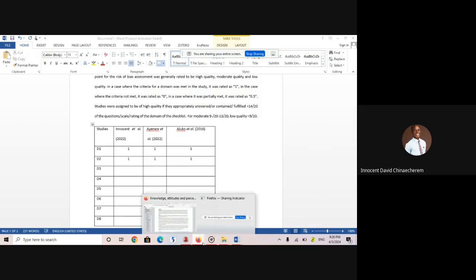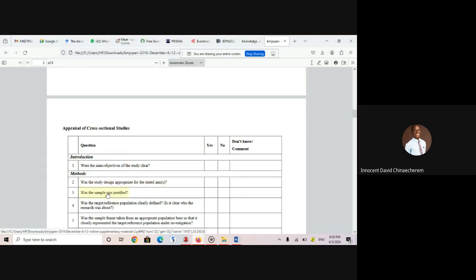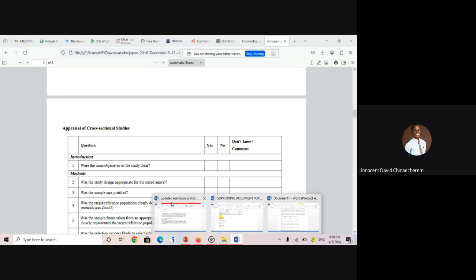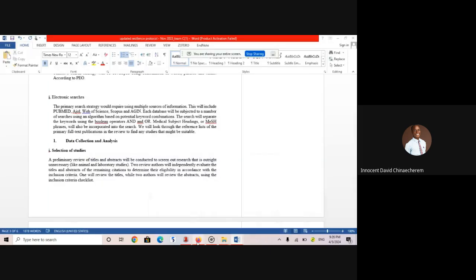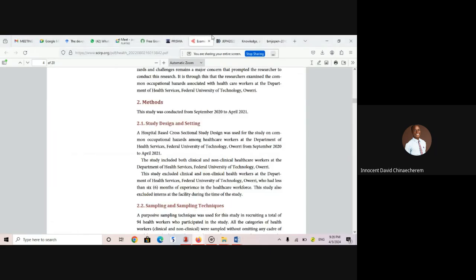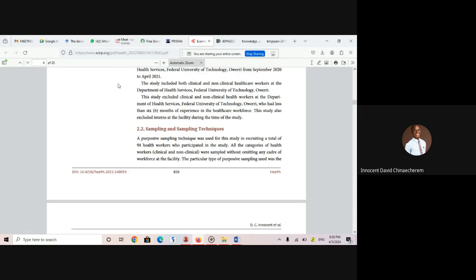Now we move to the third domain. The third domain was: was the sample size justified? Was it even stated and was it justified? So I check out my study, which was obviously justified. It wasn't, because here, okay, it was a proposed sample. So a proposed sample was used for this study, a total of 94 persons who participated in this study.